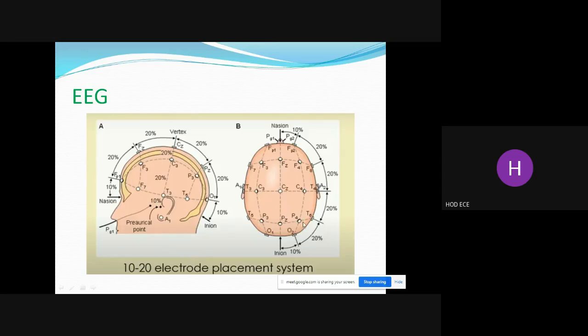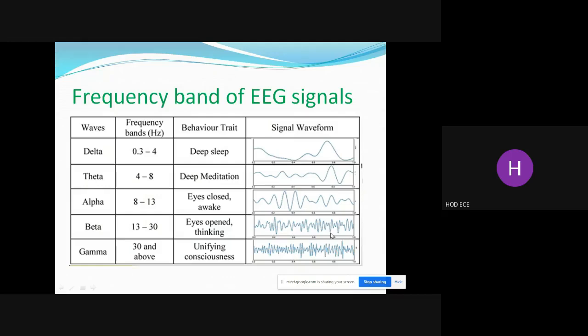This is the top view of the same. In this way, we connect the various electrodes on the scalp, and based on that, we measure the potentials. Here, these are the various EEG signals. Based on the person's condition, we have various waveforms of various frequencies.